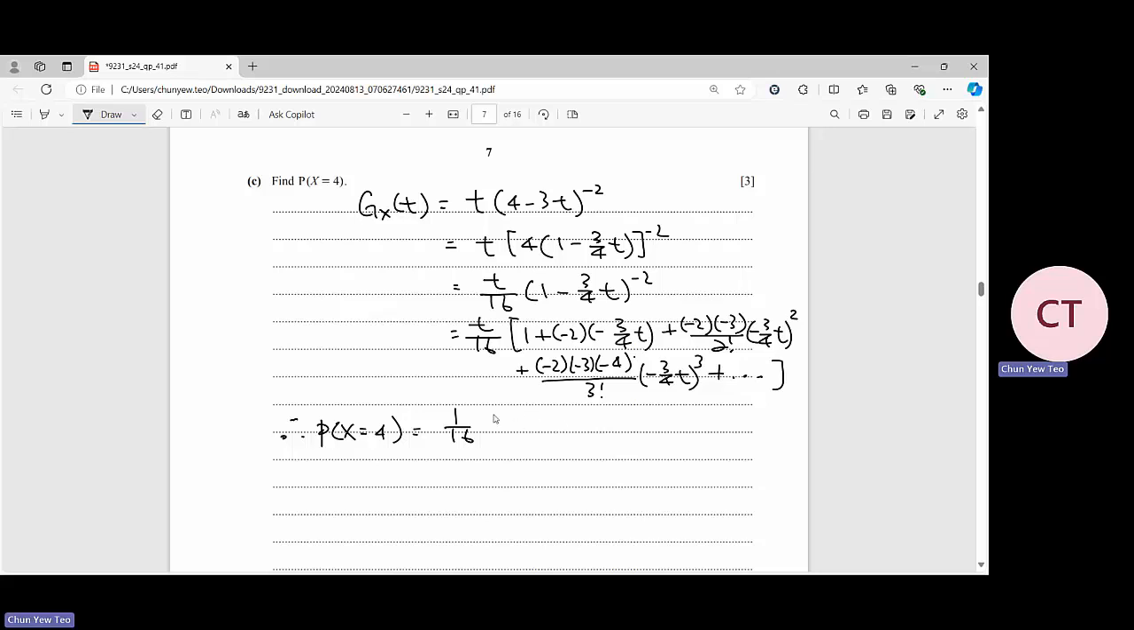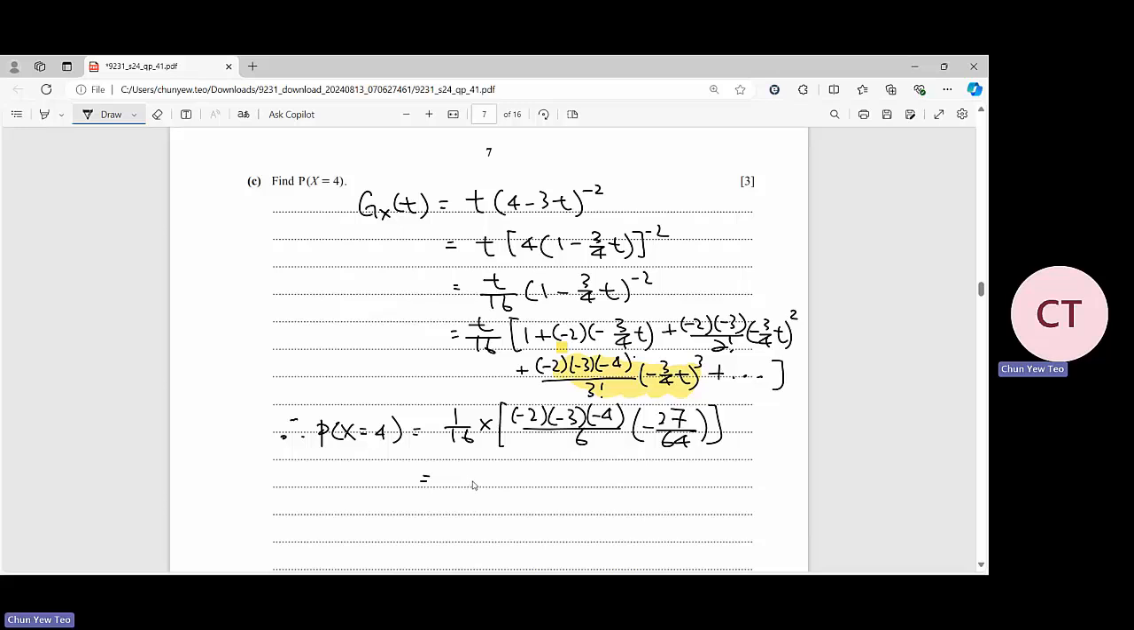Okay, so therefore, your p(x equal to 4), just look for the 1 over 16. Forget about the t, ignore the t. Multiply by the -2, multiply by this value. So it will be -2, -3, -4 over 6. Then this one will be -27 over 64 t cube. T cube is not needed. Okay, so just like that. So just multiply everything and simplify it.